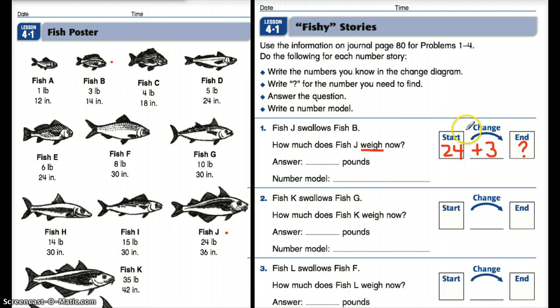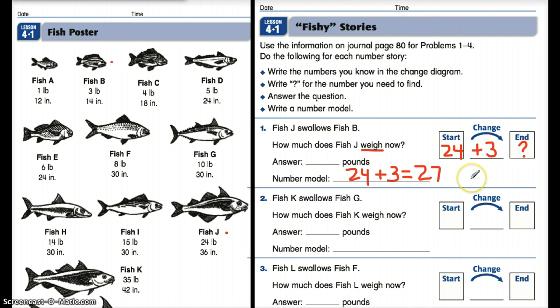All right. I can look right at my change diagram and see that's going to give me a good clue on how to start my number model. So I've got 24, which was fish J's weight, plus 3. That's how much he changed. And then we're going to have an equal sign. We'll have to try to figure that out. Now I can do that a couple of different ways. I can count up. I could use my number grid if I needed to, but I think I can pretty well count up from 24. I'm going to count on 3 more. That would be 25, 26, 27. So the answer is 27.